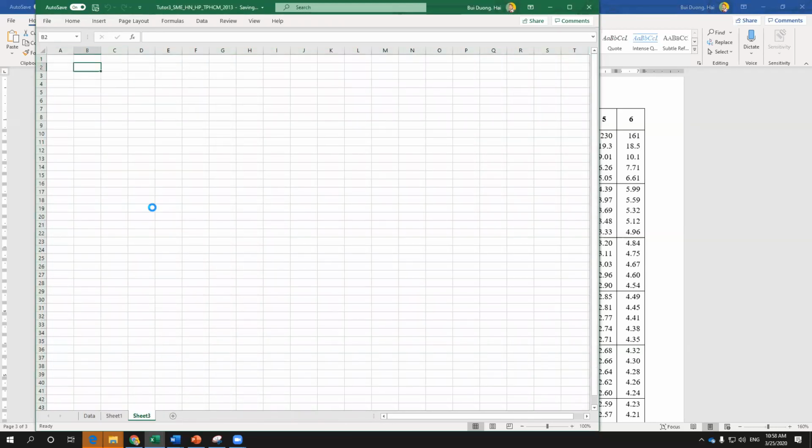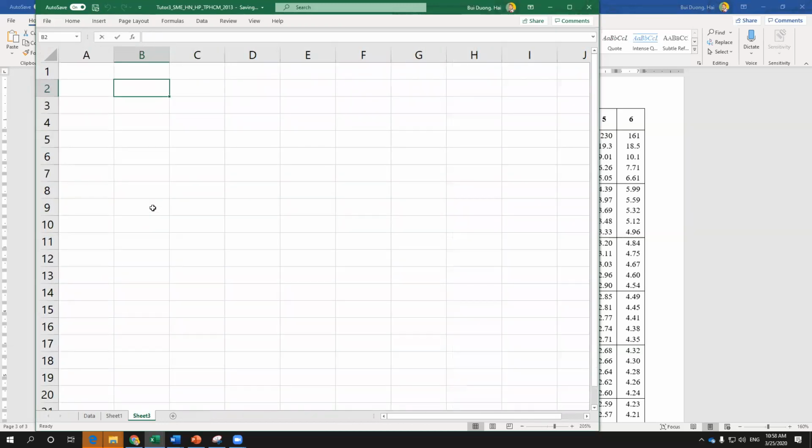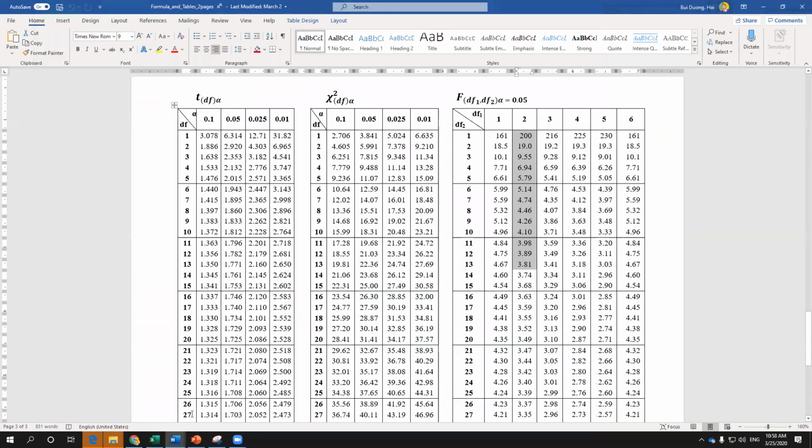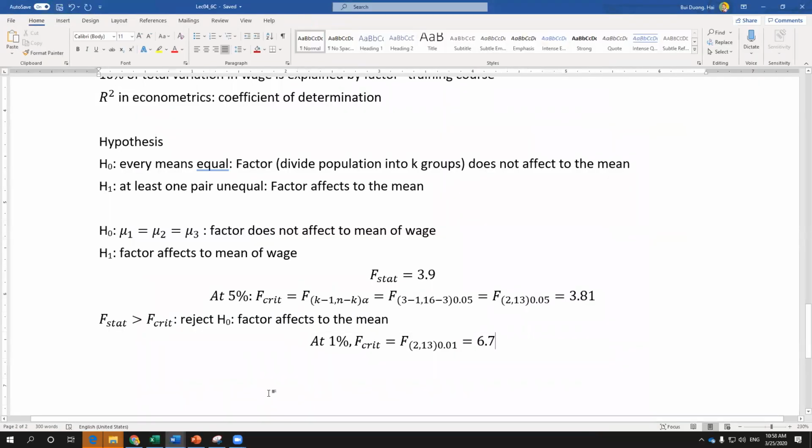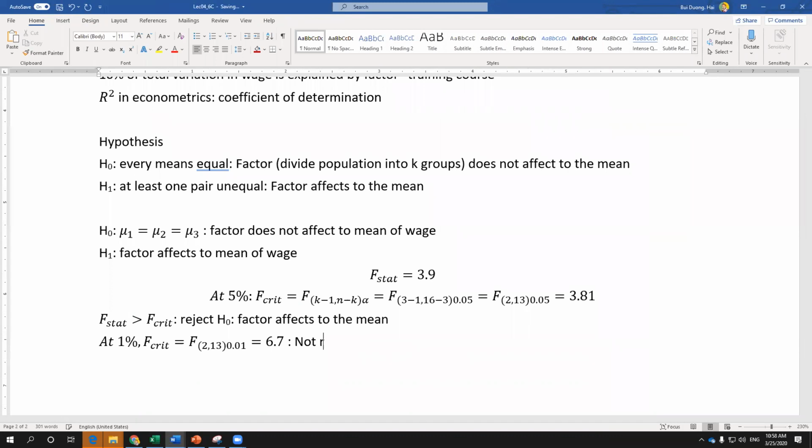If you want to find F by Microsoft Excel, you can use F.INV 0.05, 0.01, 2 and 16, 13. Yep, 6.7. Then what happened? Not reject. Therefore, if we set that in total at 5%, the factor does not affect the mean.